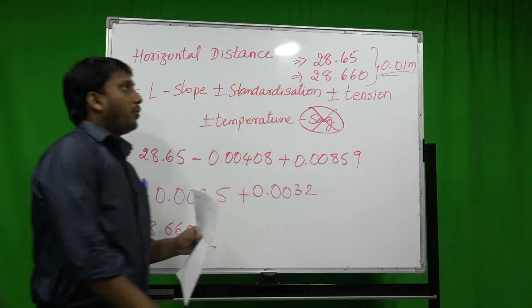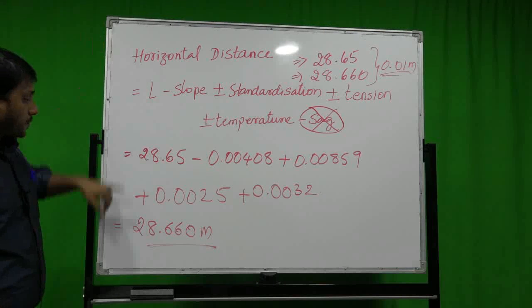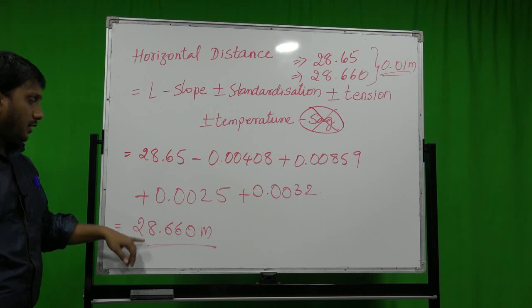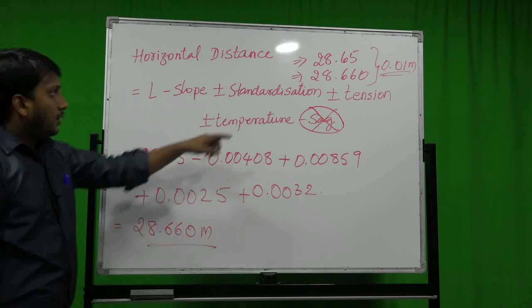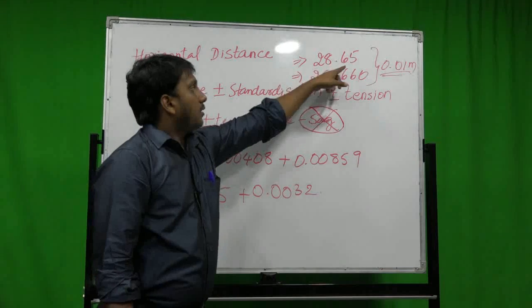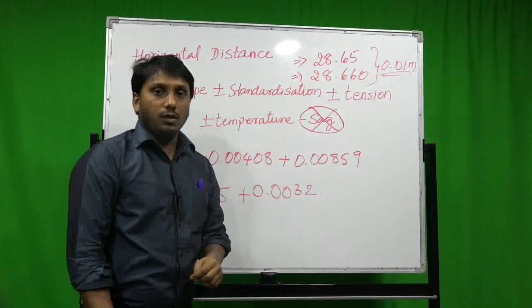So this is the way to calculate the horizontal distance. From the problem, the actual horizontal distance is 28.660, but the measured one is 28.65, so the error is 0.01 meter.